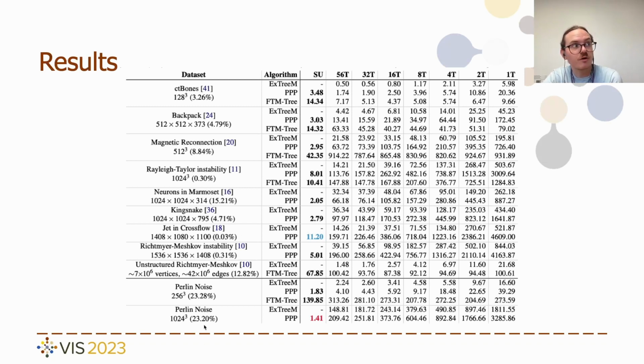Whereas for something like Perlin noise, where most of the points are critical points and the Extremum graph is very large, we still have a speedup, but not as substantial.